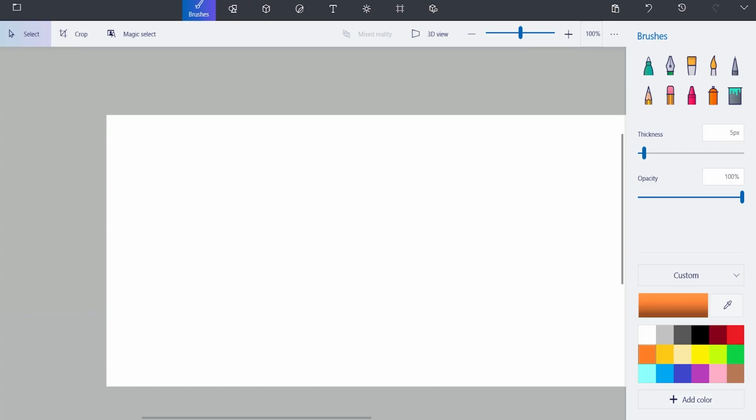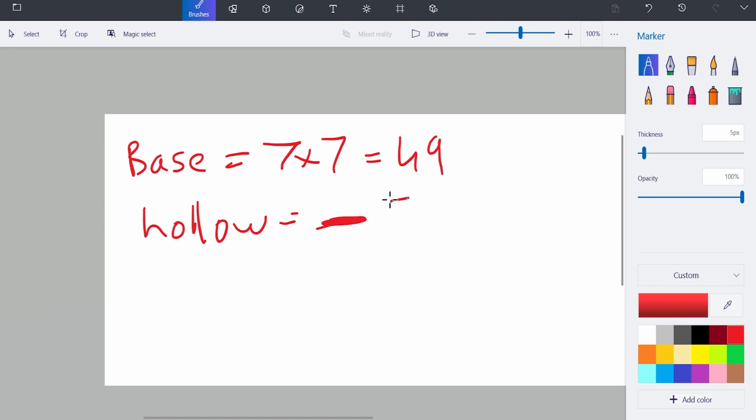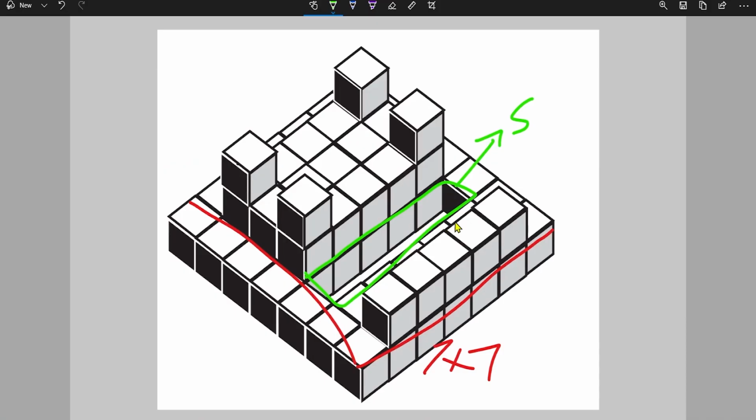Let me make note of that. So we have the base equal to 7 by 7, but the hollow is equal to minus 5. So hollow always comes with a minus sign, keep that in mind. Once this is done, then we can go to the second layer now.